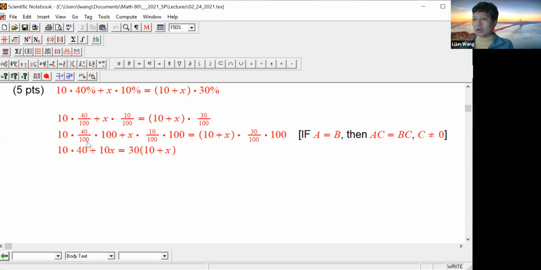Okay, so I check my work, all the 100s are crossed out. So I have 30 times that, and I check my work. And now what do we have? We have 400 plus 10x equals, distribute the 30, so we have 300 plus 30x.